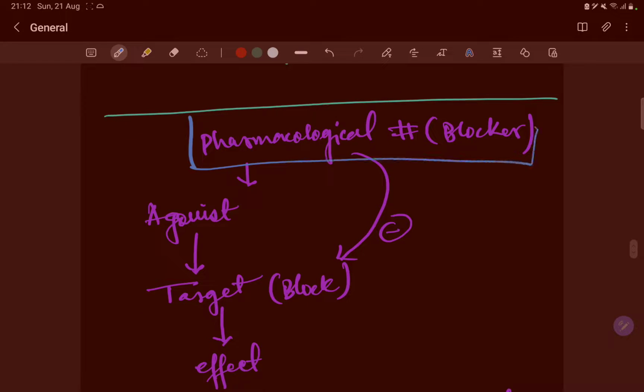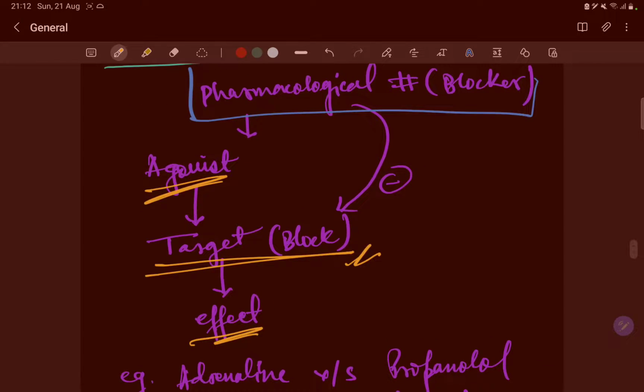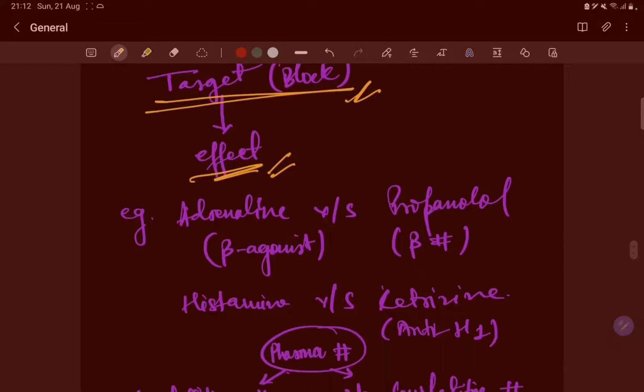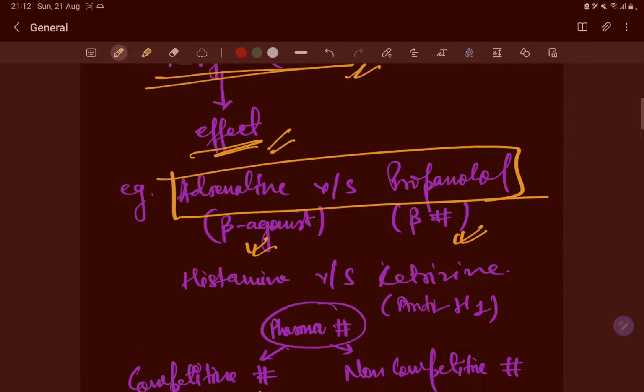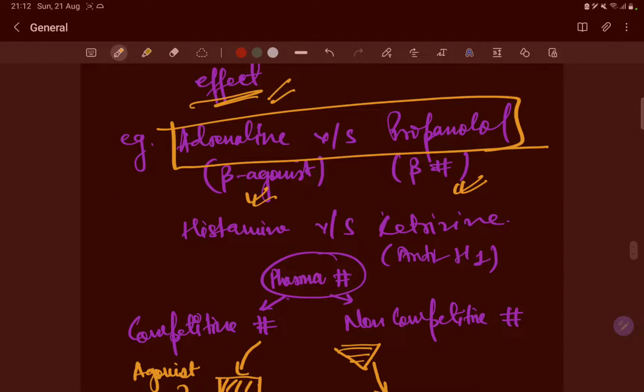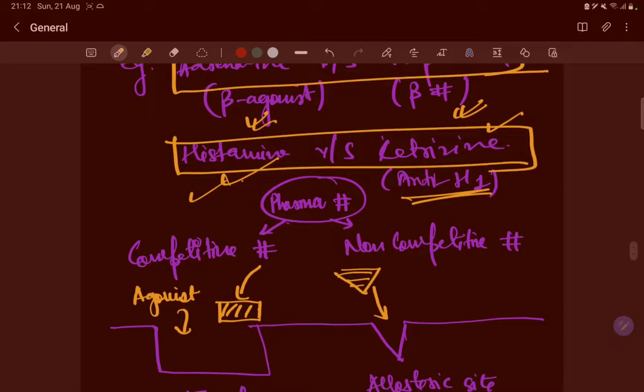Now in pharmacological antagonism, we see an antagonist blocks the target. An agonist acts on the target and the effect is produced, but the pharmacological antagonist will actually inhibit the target, so the effect is not produced, right? For example, adrenaline and beta blockers. Adrenaline is a beta agonist, and propranolol is a beta blocker, right? They act oppositely on the same receptor. Now histamine and, let's say, cetirizine. Histamine will act on the H1 receptor and stimulate it, whereas cetirizine will have an anti-H1 activity. So these are pharmacological antagonists.